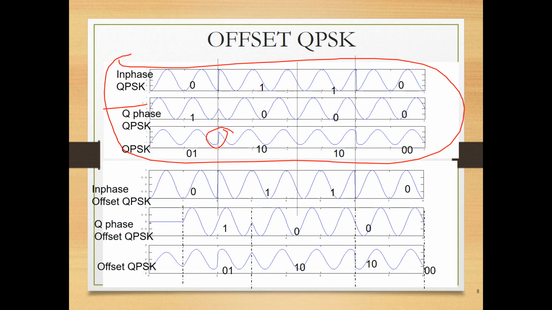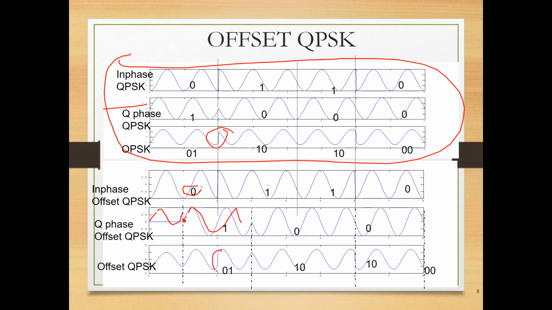So instead of starting from here, yes, everybody with me, instead of starting from here, you start from the middle of the symbol and you continue. Now you have here a change from 0 to 1. While you are having this change, here you don't have any change, it's 1. So the 2 bits are not changing simultaneously. This is what offset QPSK really is.